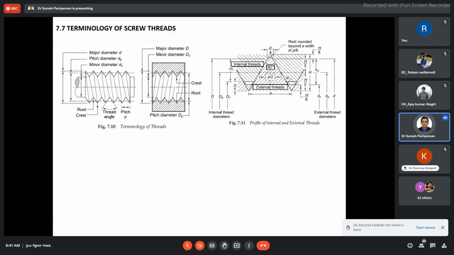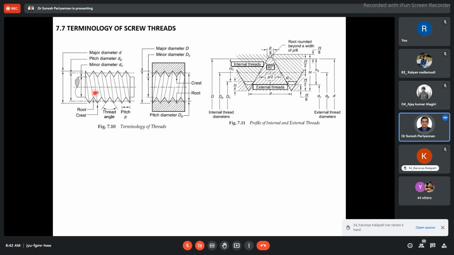Now see here, terminology of screw threads. Generally we use right hand threads. Right hand threads are used for many applications, but left hand threads have very limited applications; based on special applications we have to produce left hand threads. In right hand threads, the thread lines slope upward from left to right. In left hand threads, the thread lines slope downward from left to right.